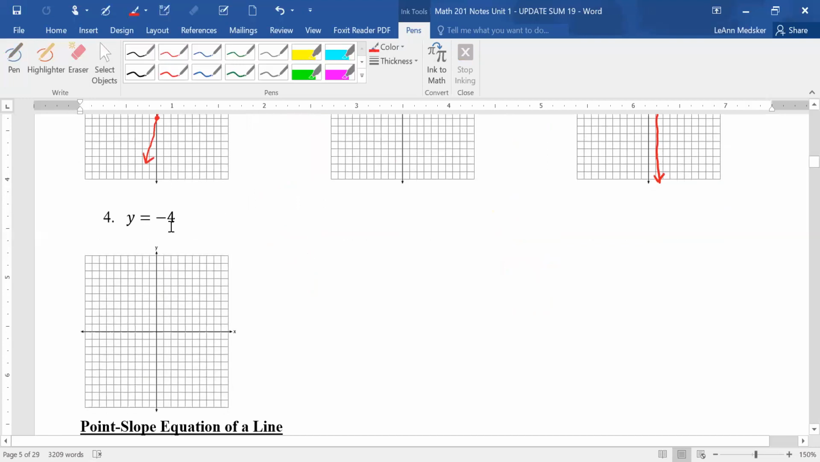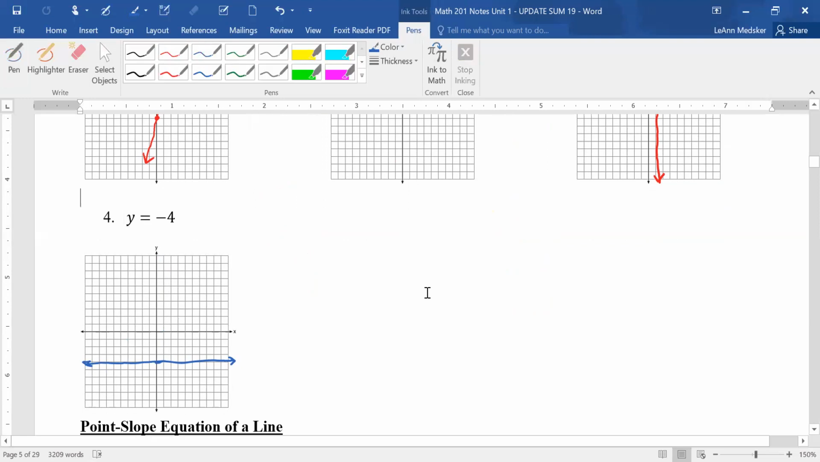And then this one is y equals -4. So we go down to -4 on the y-axis. And again, I cannot change my y value ever. It is fixed. There's no x to change it in the equation. So x's can be anything we want, but the y's are fixed.